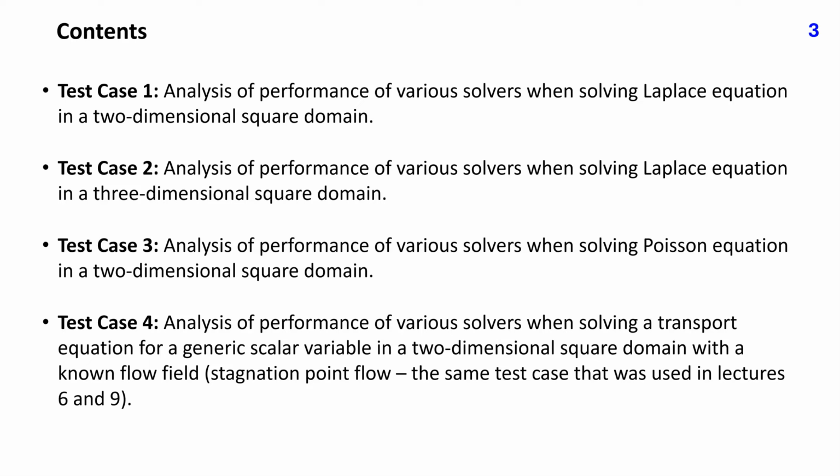The third test case is devoted to solving Poisson equation in 2 dimensions. Pressure or pressure correction equations, which play an important role in algorithms for solving the Navier-Stokes equations for incompressible fluids, are of Poisson-type. Finally, test case 4 deals with equation systems resulting from discretization of a transport equation for a generic scalar variable. The test case studied in lectures 6 and 9 is used because the velocity field is available in analytic form, u equal x and v equal minus y. The flux-making velocity is thus constant over each control volume phase.